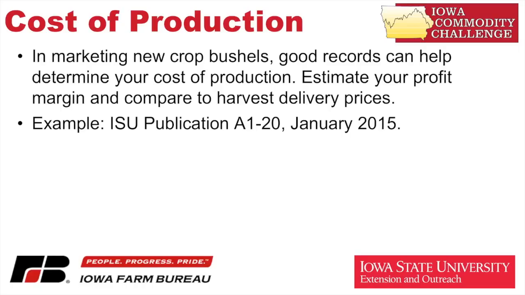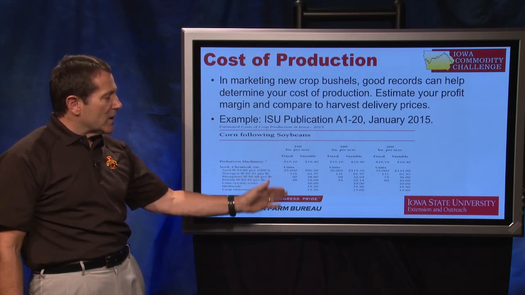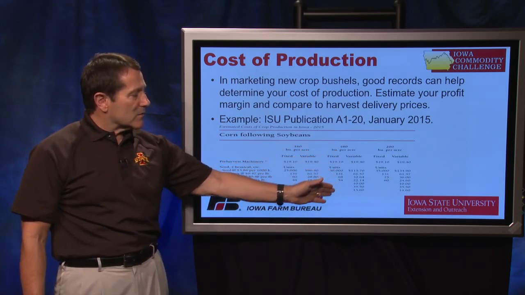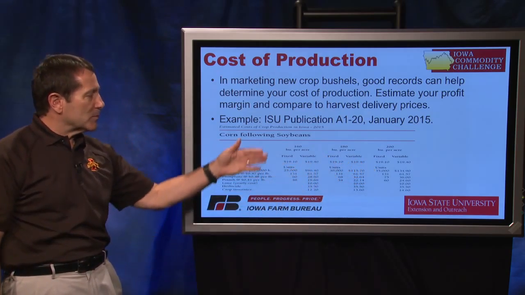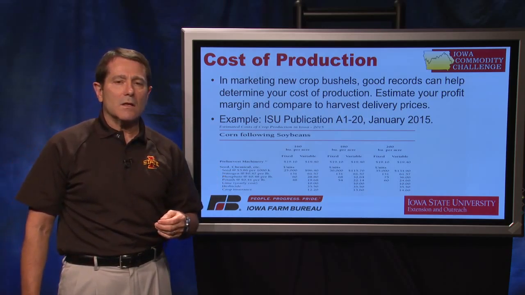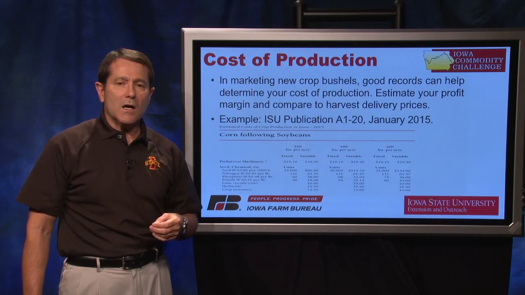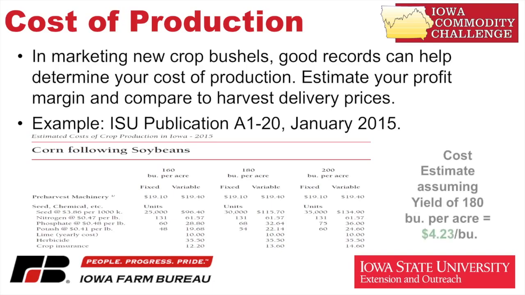Every January, Iowa State releases our estimated cost of crop production. A recent view would be a rotation of corn following soybeans with 3 different objectives of what might be a reasonable yield on that farm or those particular fields. And by estimating costs and determining what would be a reasonable price, we can then harvest the crop and come back to calculate a cost estimate on a per bushel basis.